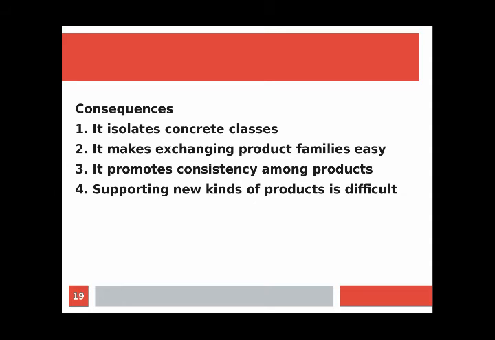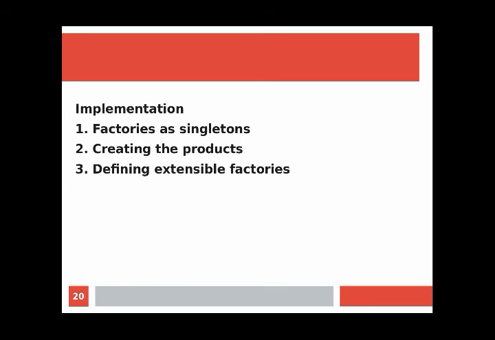And the fourth is, supporting new kinds of products is difficult. Extending abstract factories to produce new kinds of products isn't easy. That's because the abstract factory interface fixes the set of products that can be created. Supporting new kinds of products requires extending the factory interface, which involves changing the abstract factory class and all of its subclasses. Next is implementation.